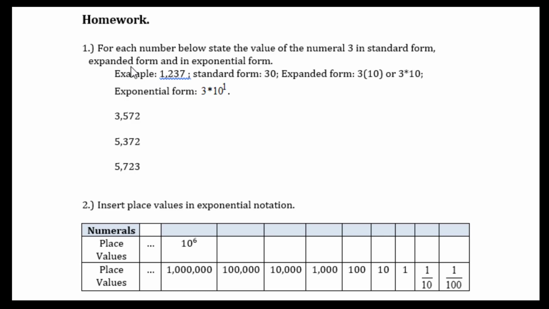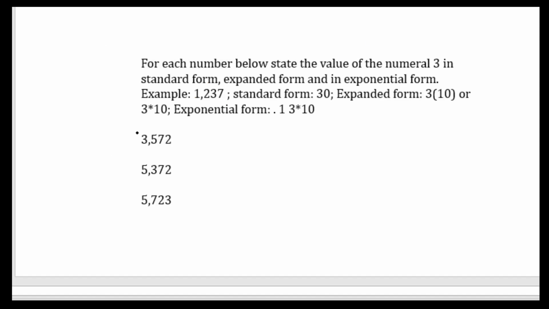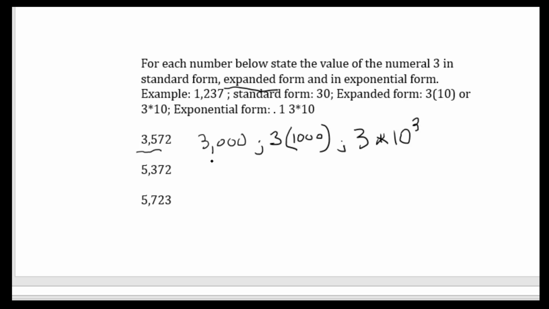So I'll do one of these. Let me put this on pause. So in this example here, I'm going to write that 3 in standard form, which is just 3,000. And then I'm going to write it in expanded form, which means 3,000s. And then I'm going to write it in exponential form, which is 3 times 10 to the third. So these forms are all equivalent. They're just different ways of writing it.